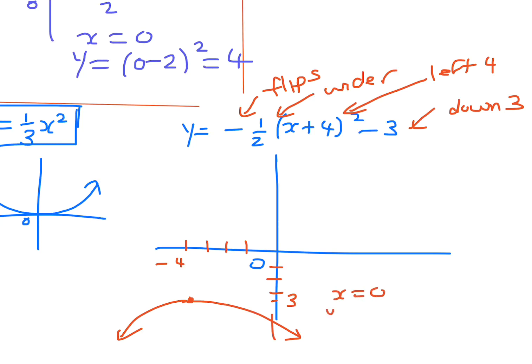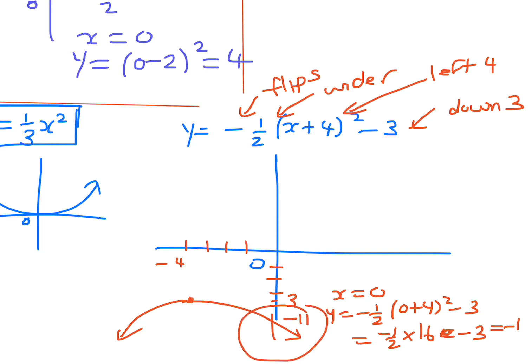And if I put in x equals 0, I get minus 1/2, 0 plus 4 squared minus 3. So minus 1/2 times 16, which is 8, minus 3. That would give you minus 11. I know the scale factor's not there very good, but it's going to go through minus 11.